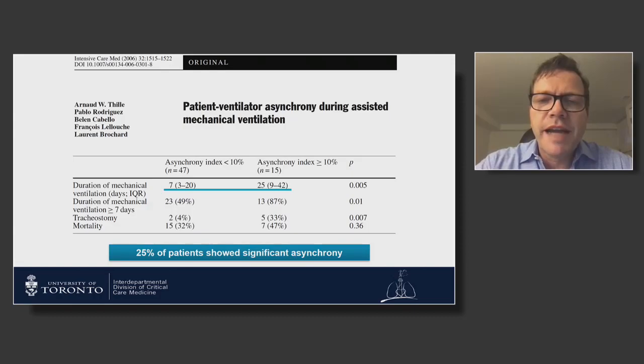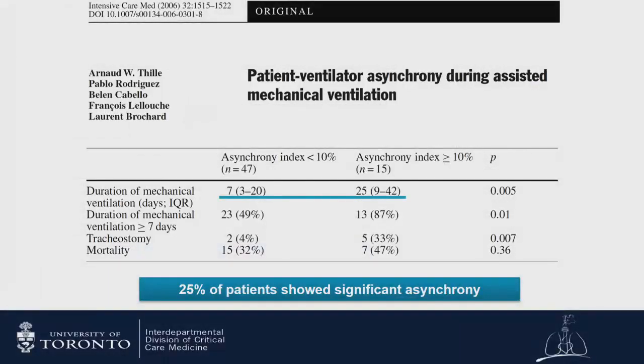Asynchrony, when you look for it, can happen pretty frequently. In this study where they looked at tracings and had esophageal balloons to check for asynchrony on everybody, they saw that 25% of the patients studied had more than 10% of their breaths being asynchronous. And this was associated with a significant increase in the duration of mechanical ventilation for those patients. Not necessarily all causal, there's some selection bias here, but it may be a contributing factor.